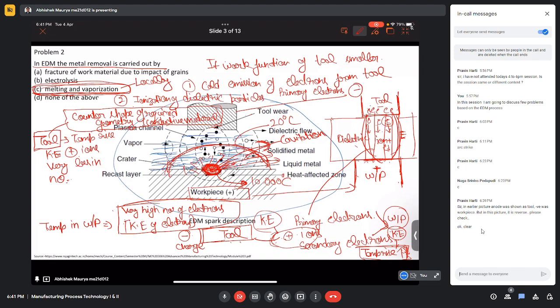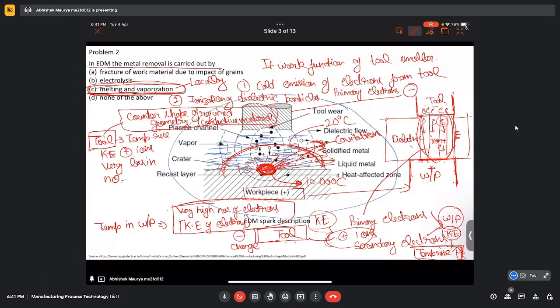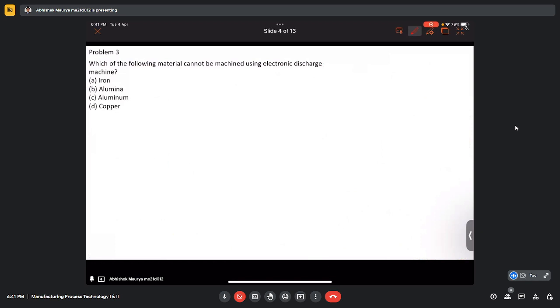So if there is any confusion in the explanation, okay, if there is no confusion, let's move to the next problem. Please read the problem and try to give your response in the chat box. After that, we will discuss it together.